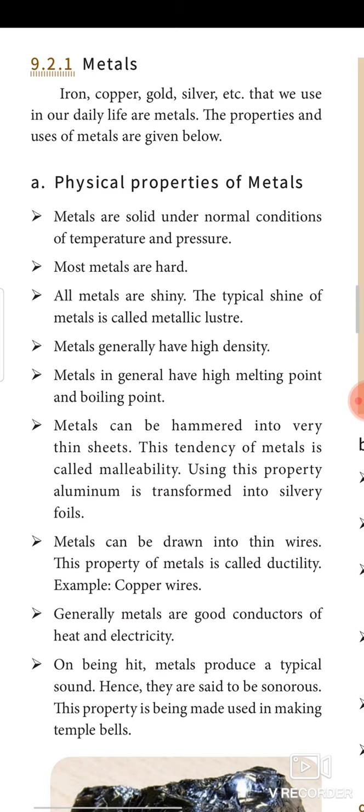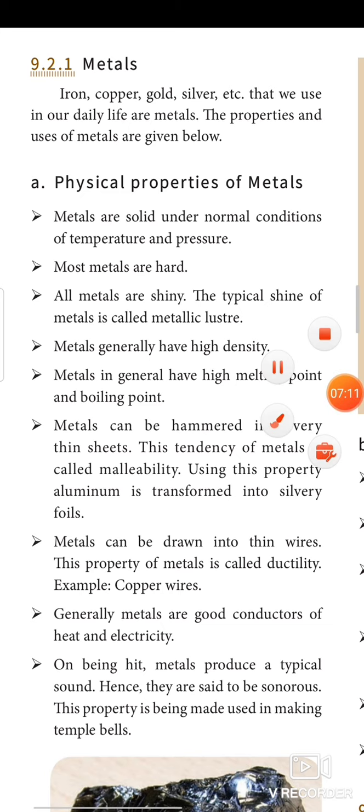And the next point, metals can be hammered into very thin sheets. See, nowadays we are using aluminium foils, isn't it? Aluminium has that much malleability that it can be spread into a very thin sheet. This tendency of metal is called malleability. Using this property, aluminium is made into silver foils. Yes, we are using aluminium foils nowadays.